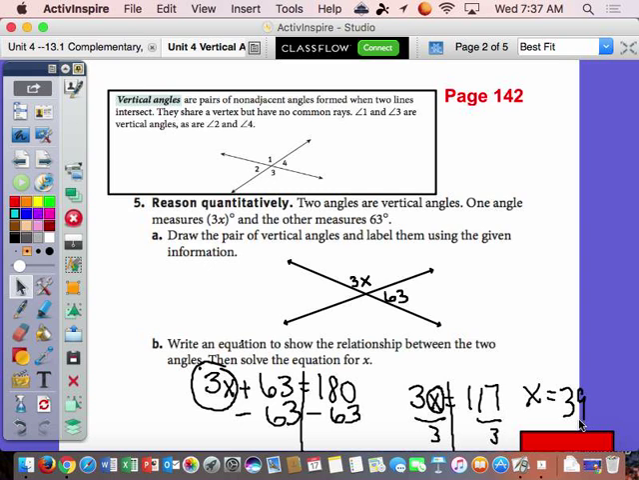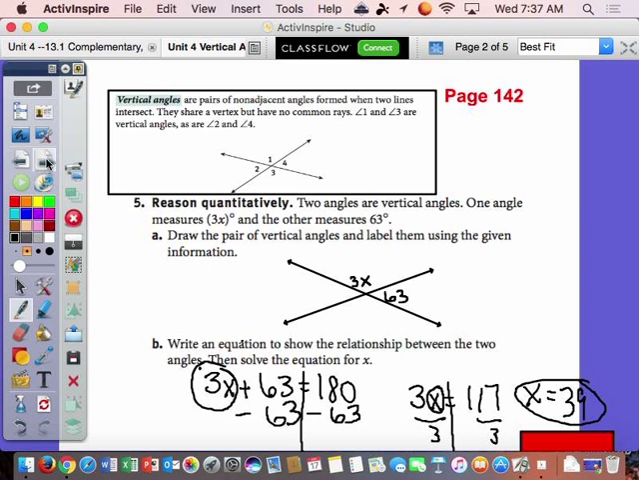39. Okay? Write an equation to show the relationship, then solve the equation for x. So did we do what they asked us to do? Good. So our answer for this particular problem is x equals 39. It is not degrees, it is 39.